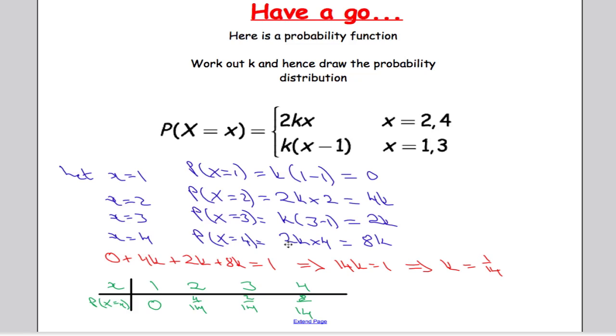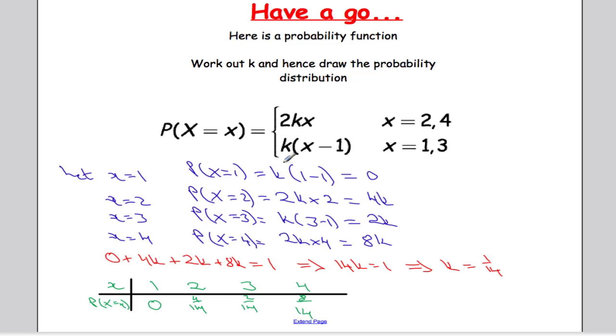Because when x is 1, we get 1 minus 1, which is 0. 0 times 1 over 14 is 0. When x is 2, it's going to be 2 times 1 over 14 times 2. So 2 times 1 over 14 times 2 will give me 4 over 14. When x is 3, we get 2 times 1 over 14, which is 2 over 14. And when x is 4, we get 2 times 1 over 14 times 4, which gives me 8 over 14. And when I add up all my probabilities, we find that it adds to 1.